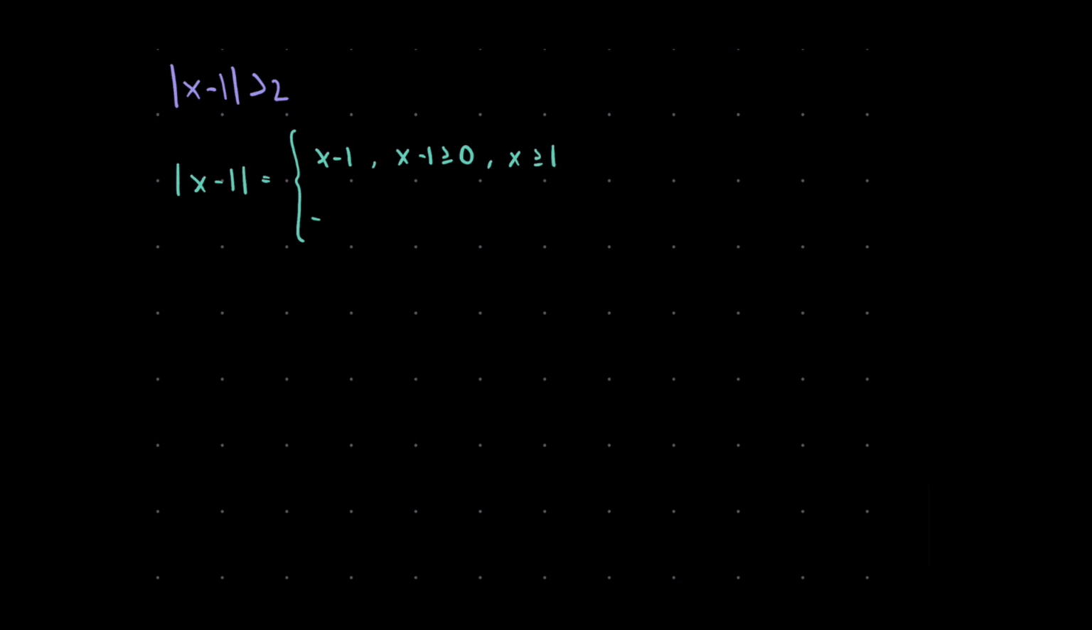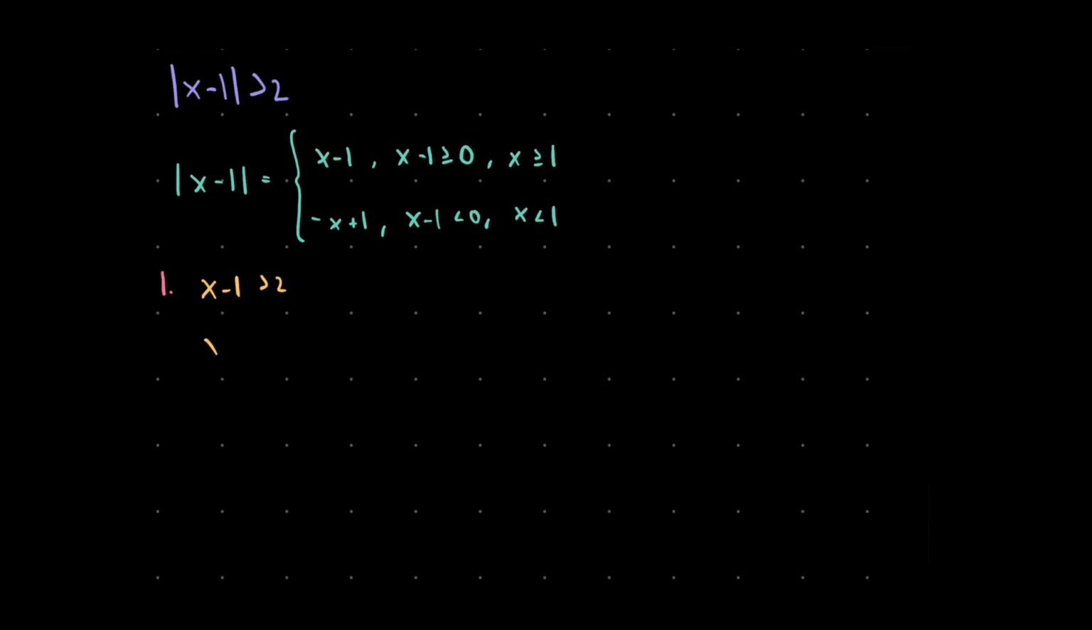And then we have minus x plus 1, just negating that. And that's when x minus 1 is less than 0, or when x is less than 1. And so we have our two cases, and we're just going to go ahead and solve for it. In our first case, we have that x is greater than or equal to 1. So the absolute value of x minus 1 is going to output x minus 1, and this must be greater than 2 as per the question.